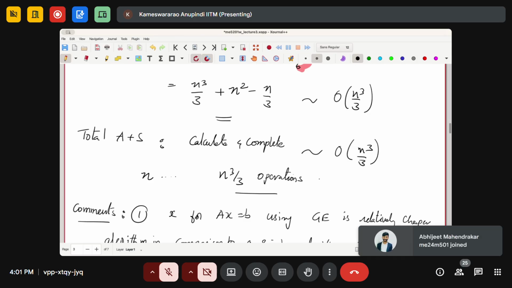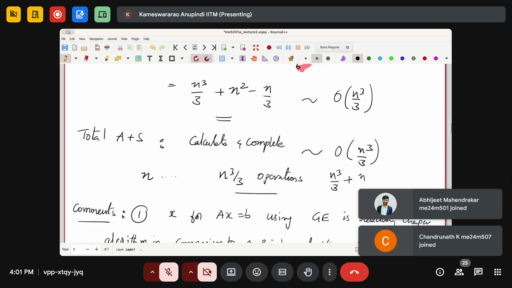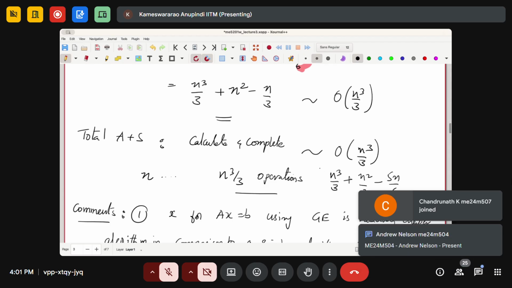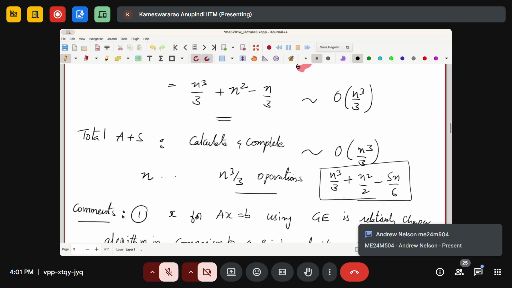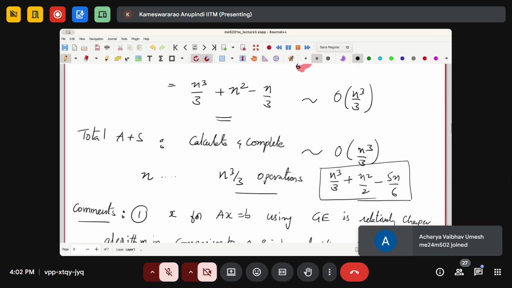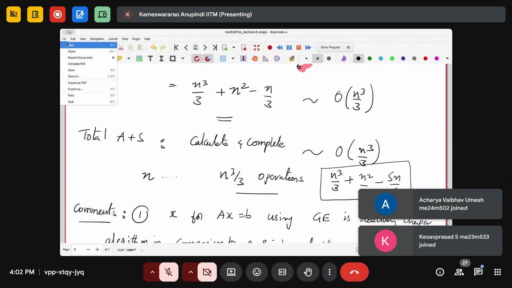Similarly, the total number of additions and subtractions, if you have done it, is going to come out to be n cube by 3 plus n square by 2 minus 5n by 6. So you may have obtained this one. Those are the corrections I wanted to make. Then let's get started with today's lecture.